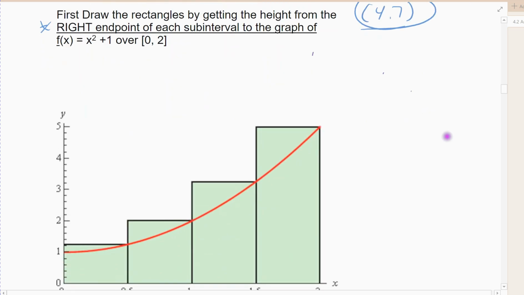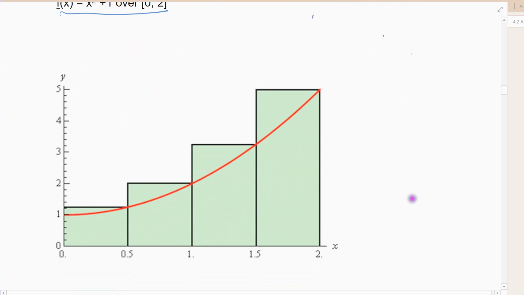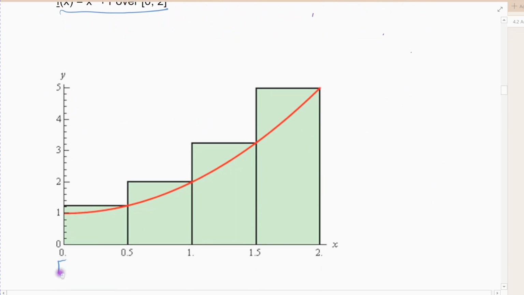Alright, so again, this is the original graph. There's the red line that represents my function f of x from 0 to 2. I broke it up into 4 intervals. These would be my subintervals. There's 0 to 1/2, 1/2 to 1, 1 to 1.5, and 1.5 to 2. There's area 1, area 2, area 3, area 4, recognized by my intervals.